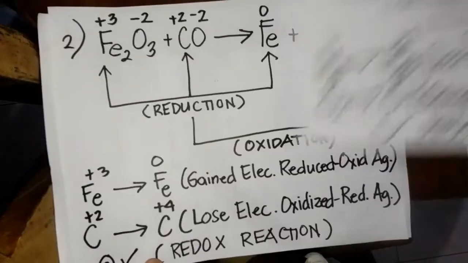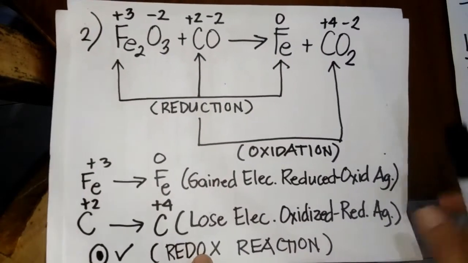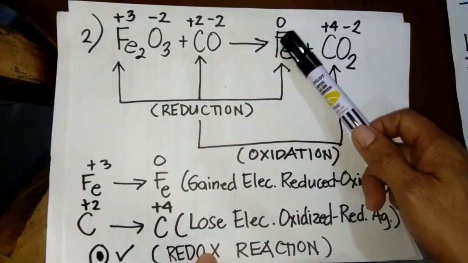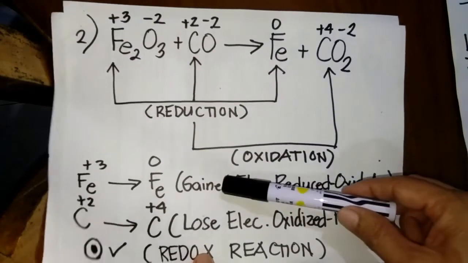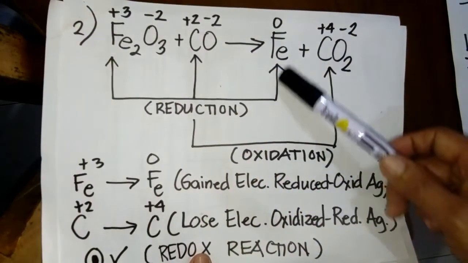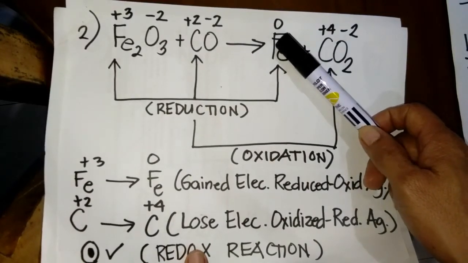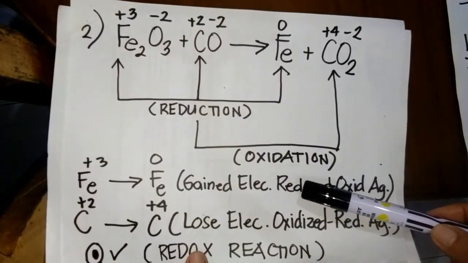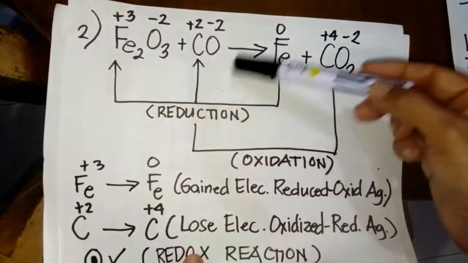Okay, so example number 2. This is quite different. Fe2O3 has iron at positive 3, and here in the product side it is 0. So it is now our oxidizing agent. Why? Because it gained electron, from positive 3 to 0. Do not be confused with our rules earlier. So this reduction is GER. Gained electron is reduction or reduced. Therefore, iron is our oxidizing agent in the reactant side here.